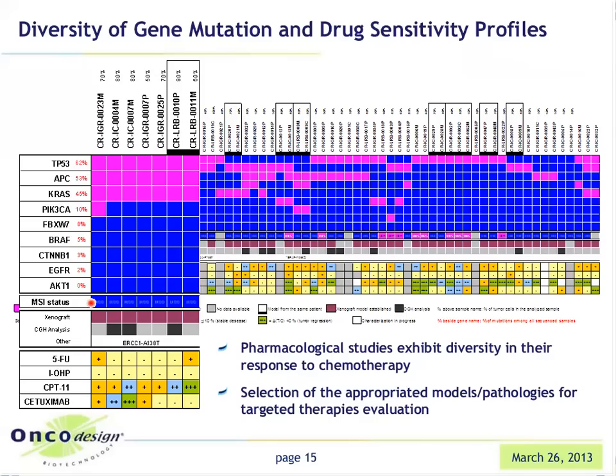This is the MSI status, if it's low or high, and whether these models have been successfully engrafted or not. If we have performed a CGH analysis, some other mutations have been done, and just as I mentioned, the therapeutic responses that have been seen in these models. So for 5-FU, oxaliplatin, irinotecan, and cetuximab, the 4 drugs have been tested individually on all the models. We're using a group of 10 mice each time that have been randomized. And so when you have a minus, it means that the drug has no effect at all.